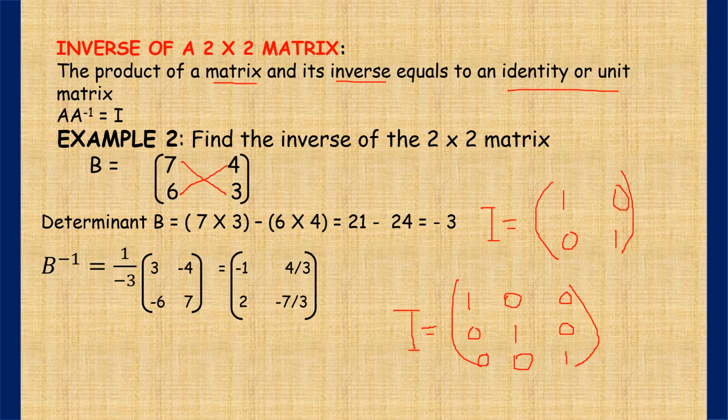Then it will now be 1 over minus 3 times 3, which will give us minus 1. Then 1 over minus 3 times minus 4 will give us 4 over 3. 1 over minus 3 times minus 6 will give 2. And 1 over minus 3 times 7 will give us minus 7 over 3. And so this is the inverse of what? Of a 2 by 2 matrix.